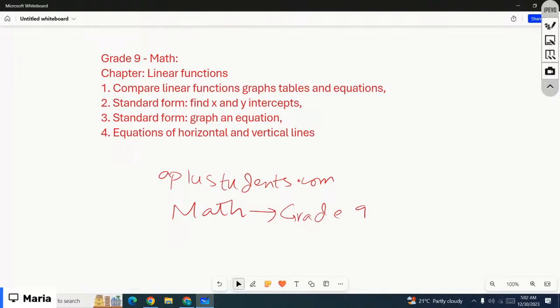We're going to start with the chapter linear functions. And the lessons we're going to cover are compare linear functions, graph tables and equations, standard form, find x and y intercepts, standard form graph and equation, and equations of horizontal and vertical lines.